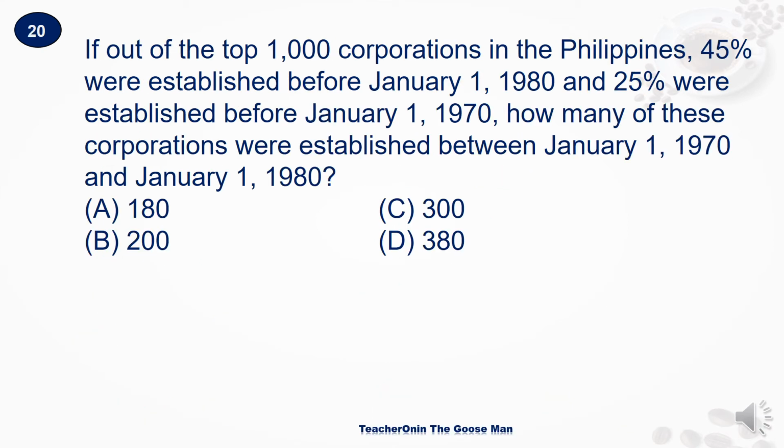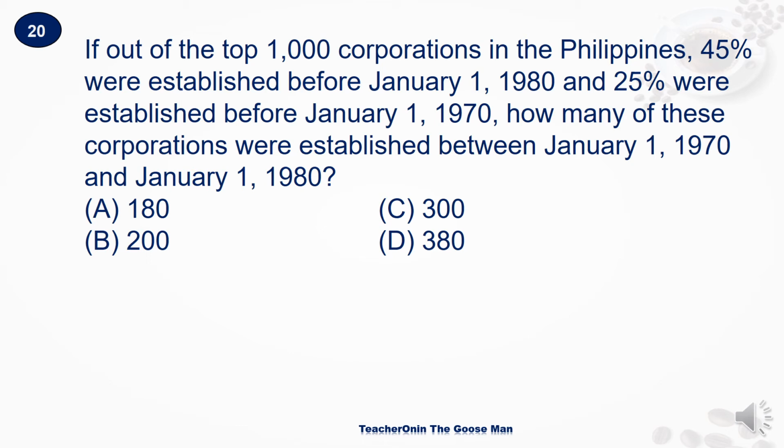Okay, let's try this problem. So, if out of the top 1,000 corporations in the Philippines, 45% were established before January 1, 1980, and 25% were established before January 1, 1970, how many of these corporations were established between January 1, 1970 and January 1, 1980?